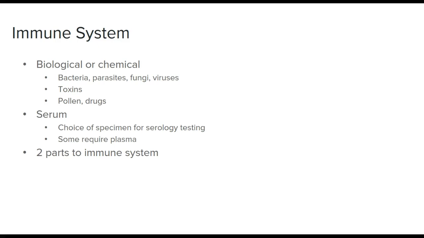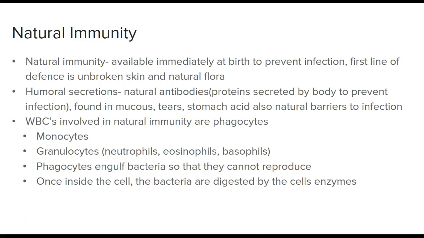Serum is most often what is used to do serology tests. There are some that require plasma, but most of the time it's serum. There's two types of immunity: natural and acquired. So the first being natural.